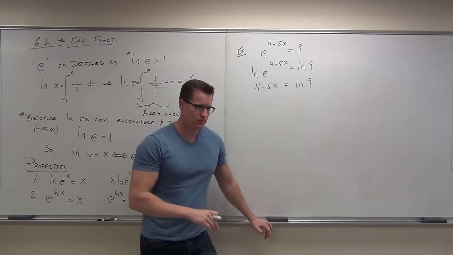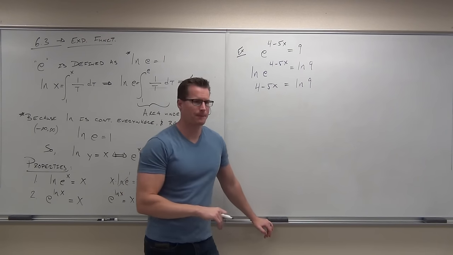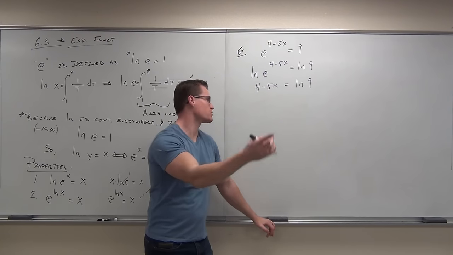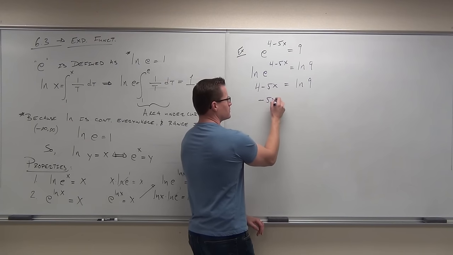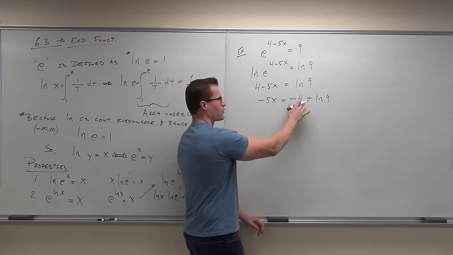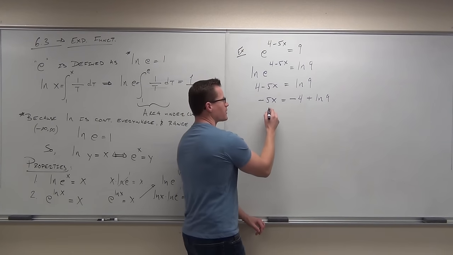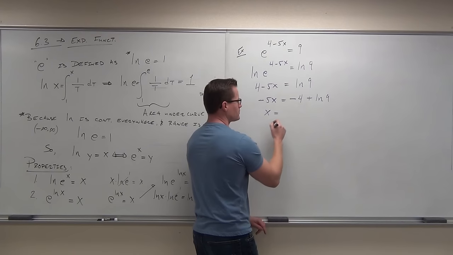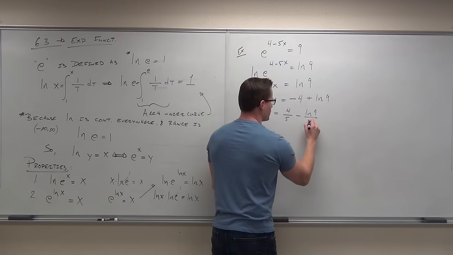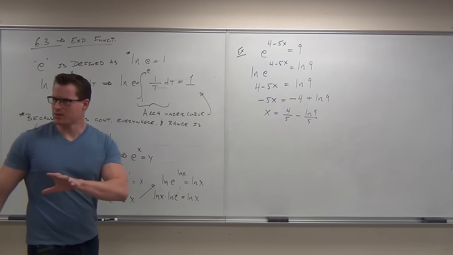Now what do we do? Solve for x. So we're going to take the ln... Oh, no, wait, sorry. Subtract 4, but really close. So I'm going to put that up front because we're going to change signs here. So negative 4 plus ln 9, last step. What's the last step, everybody? If we divide by negative 5, we get x equals positive 4 fifths minus ln of 9 over 5. Are you guys okay with the algebra on that one?